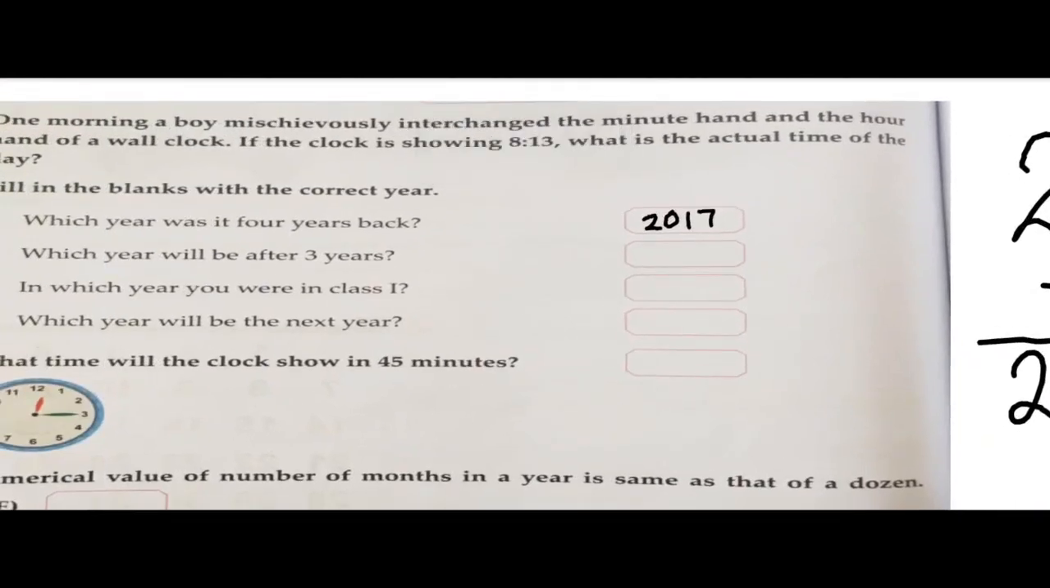Now next, which year will be after 3 years? So it is very easy, just add 2021 plus 3, after 3 years, right? So 2021 plus 3 will be 2024. So in the next 3 years it will be 2024.